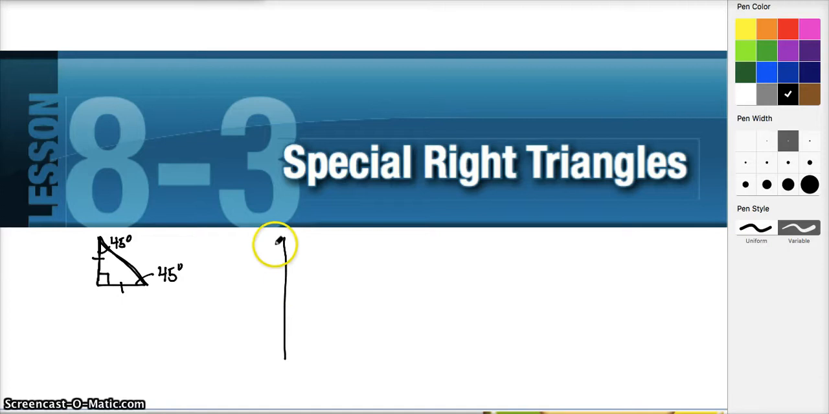And the other one is this guy, which I'm drawing a little bit bigger. It's a 30-60-90 right triangle. One angle is 90, the smallest angle is 30, and that is across from the smallest side, and then the next angle is 60 degrees. This is an important triangle as well, where we're going to talk about the relationship of the sides. So that's what today's lesson is about.